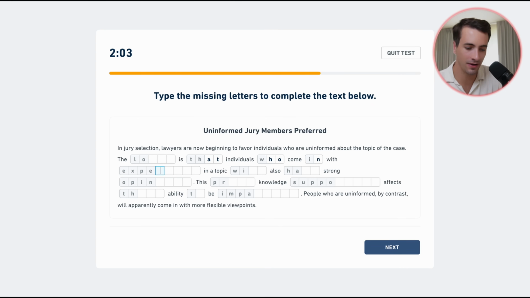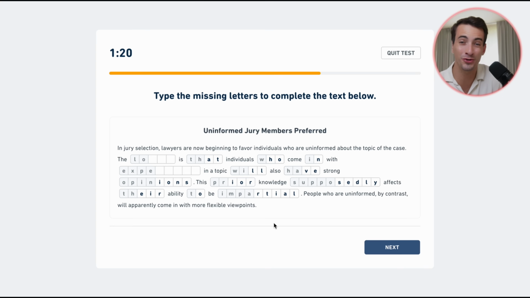who come in with experience in a topic. All right. Experience doesn't fit. So I'm not sure what this one could be. We're going to come back to it. With blank in a topic will also have strong opinions. This prior knowledge supposedly affects their ability to be impartial.